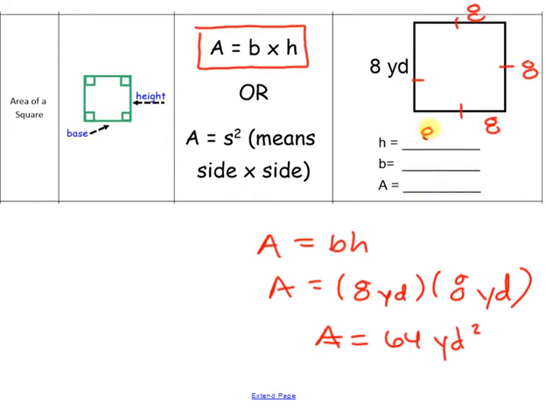So the height is 8 yards. The base is 8 yards. And the area is 64 yards squared.